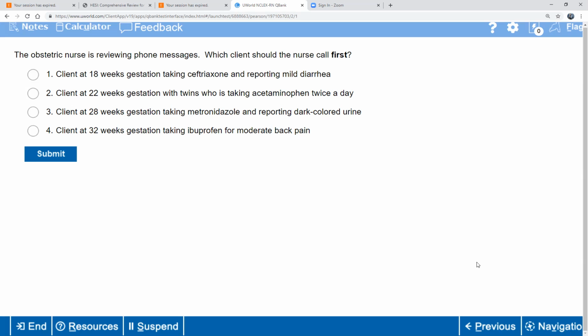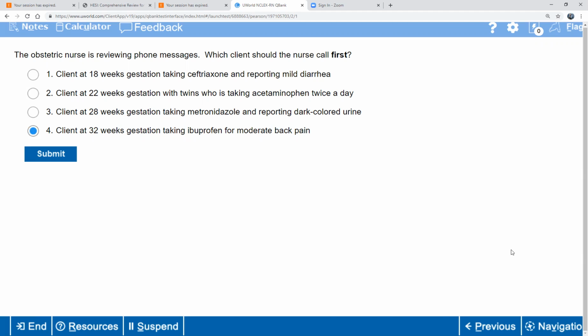So you could be onto something with the 32 weeks, and that would be why, because it could cause problems with the unborn baby. At a certain time period, I think around 30 weeks, we don't want our clients to take ibuprofen in large quantities. Okay.